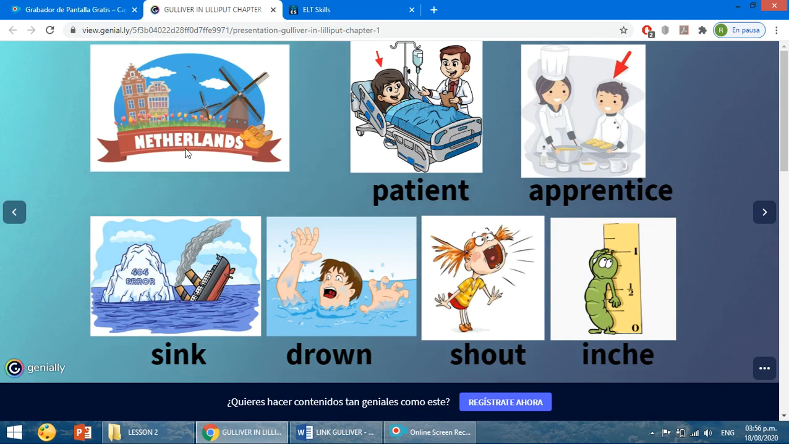Netherlands. Patient. Apprentice. Sink. Drown. Shoot. Inch.